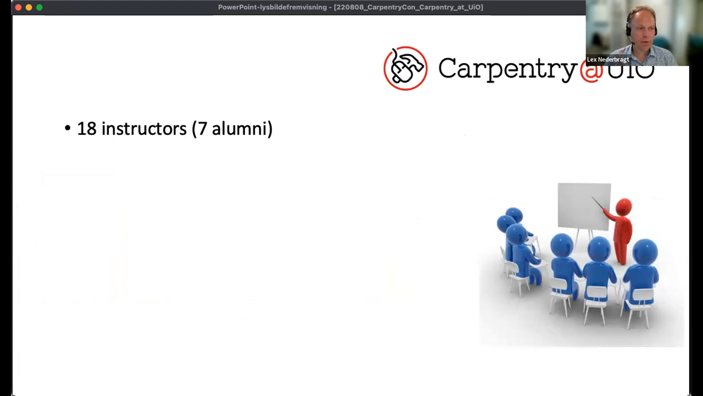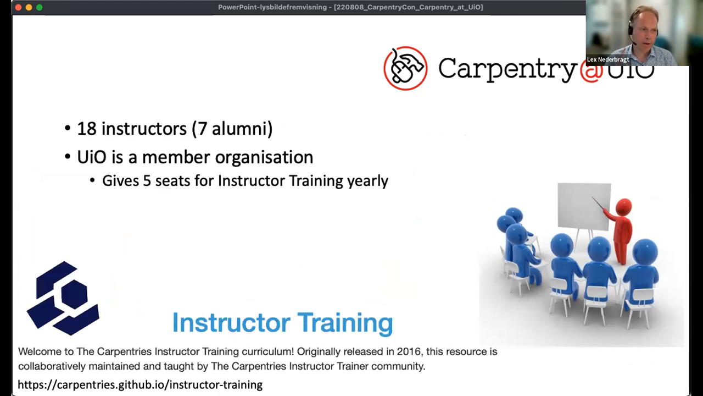So we have at the moment 18 instructors, 7 alumni. It's been going up and down a little bit. We struggled with, well, I'll come back to that. We have the good situation that the university is paying for membership, which gives 5 seats for instructor training yearly. And we have 3 instructor trainers. We used to be 4, but I at some point had to stop doing that. So we now have 3.